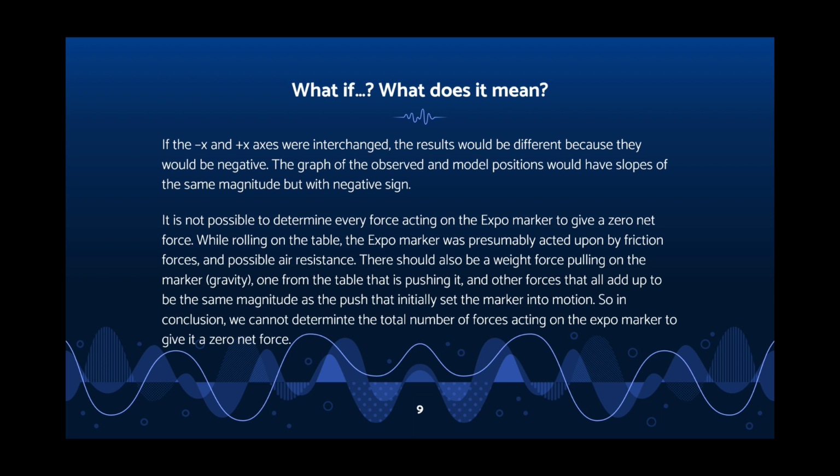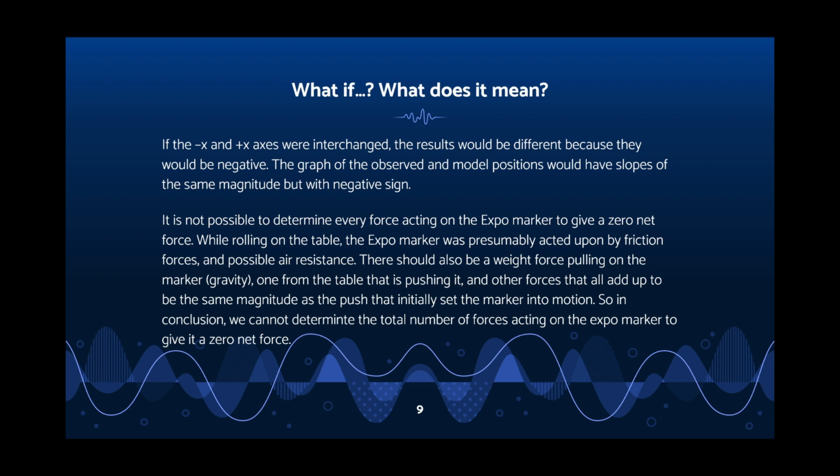If the negative and positive x-axes were interchanged, the results would be different because they would be negative. The graph of the observed and model positions would have slopes of the same magnitude but with a negative sign, so they would be pointing down.